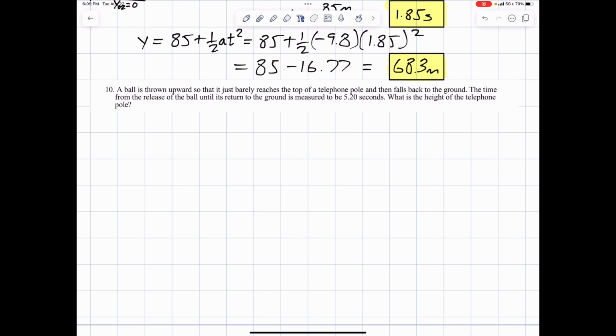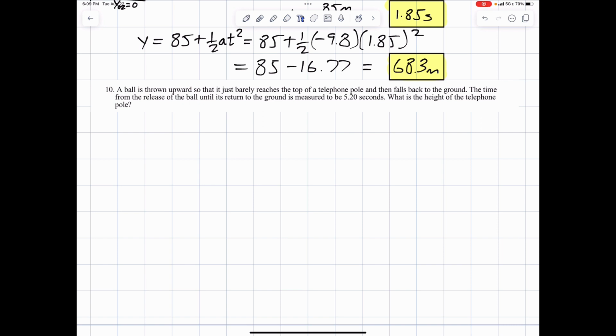Number 10. A ball is thrown upward so that it barely touches the top of a telephone pole and then falls back down to the ground. The time from the release of the ball until it returns to the ground is 5.2 seconds. What is the height of the telephone pole?